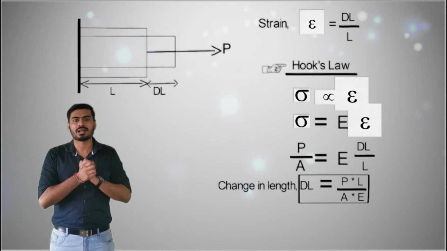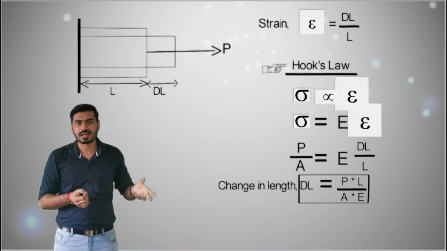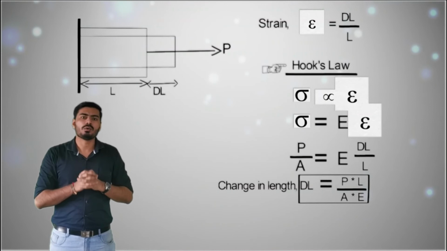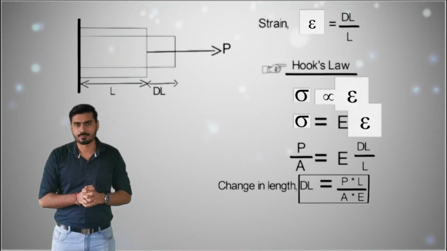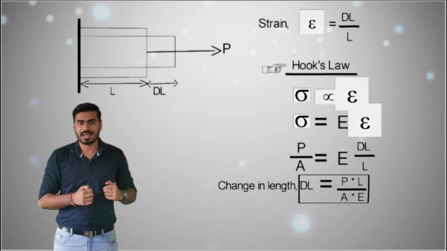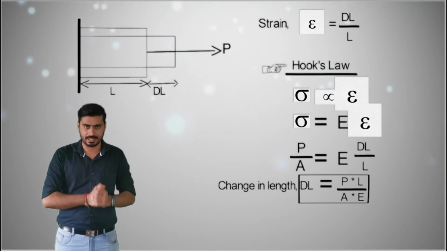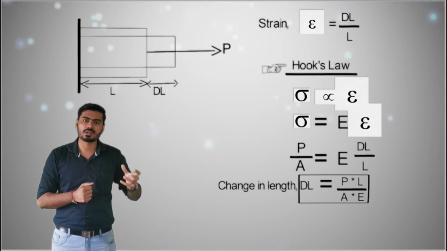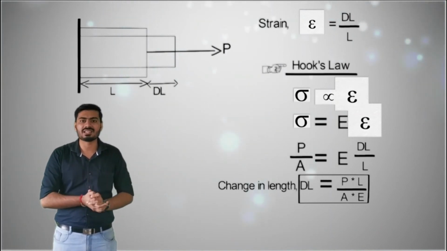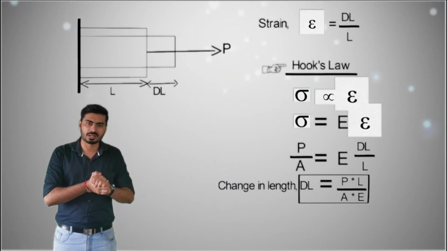So this was the basic idea of stress, definition of stress, equation of stress, strain and the relation between them. Now we will discuss the units of these quantities. The unit of the stress is Newton per meter square. As you can see, the equation of the stress is sigma equals P by A. P is the force, so the unit of force is Newton. A is the area, so the unit of A is meter square, and that's why you can write the unit of stress as Newton per meter square.